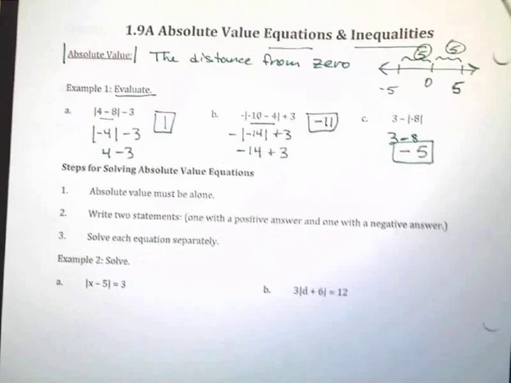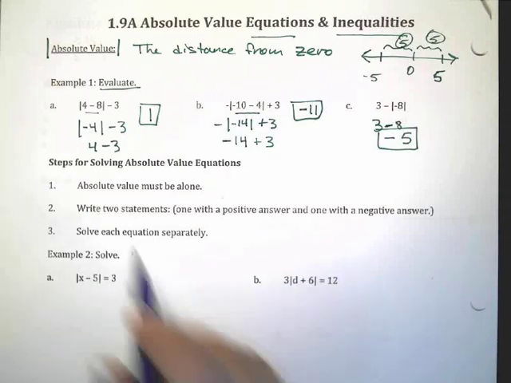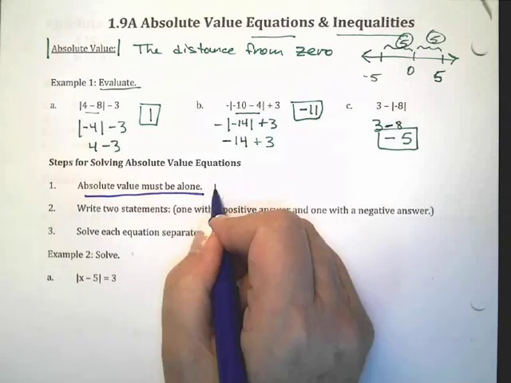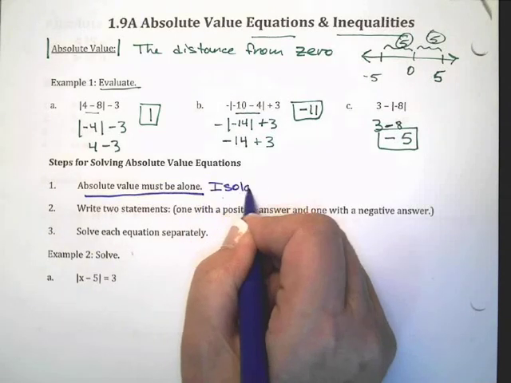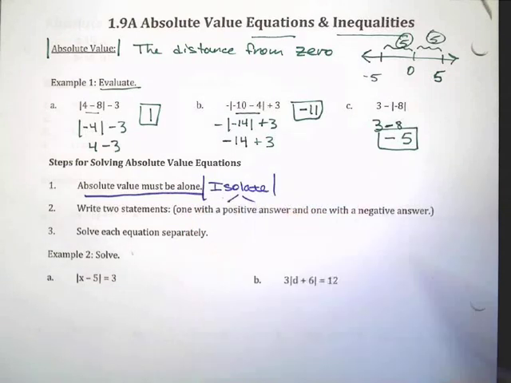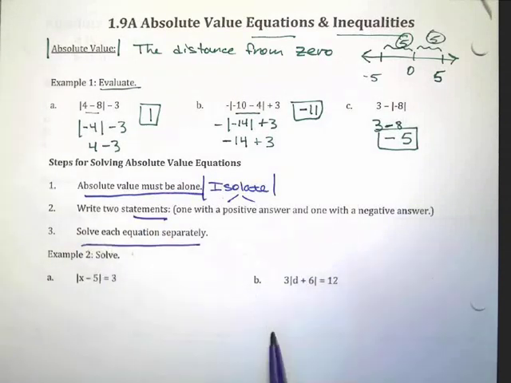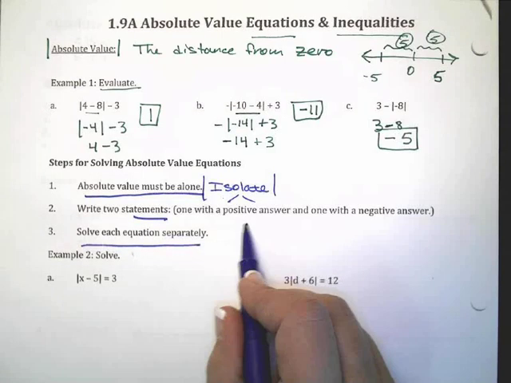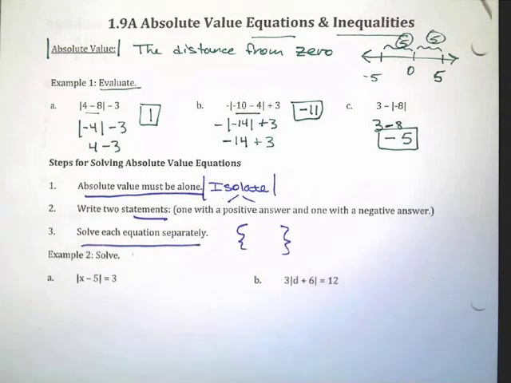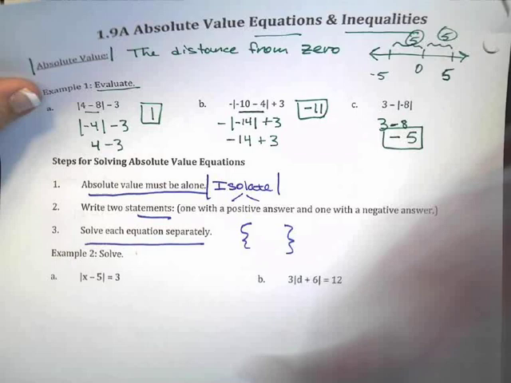Okay, now let's go ahead and solve absolute value equations. And one of the most important things that we need to remember is that the absolute value must be alone or isolated. We need to isolate the absolute value first. Once we get the absolute value isolated, we can go ahead and separate this into two equations. So write two statements, and then we will solve each equation separately. And we generally end up with two solutions on our absolute value equations, and we're going to write these inside of set braces, the little squiggly braces. So if you can't write those exactly, you can kind of do the little squiggly line.